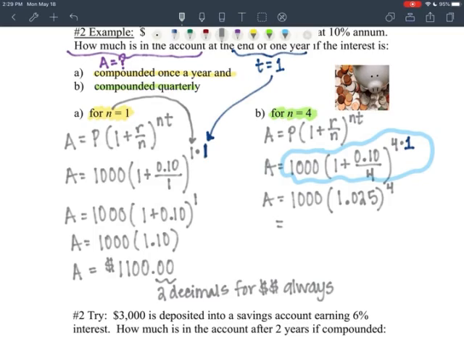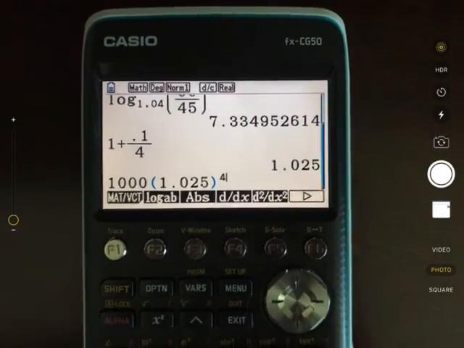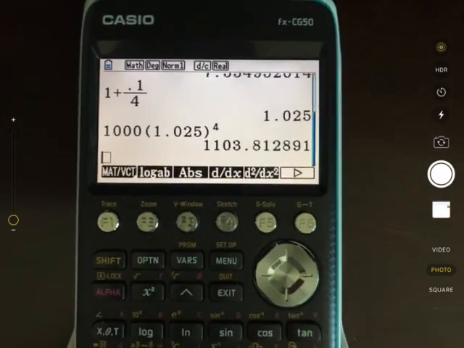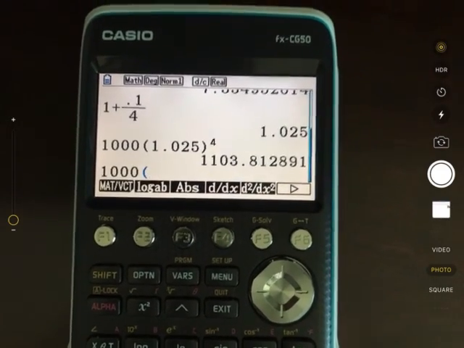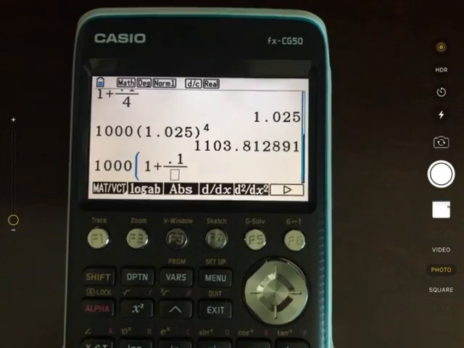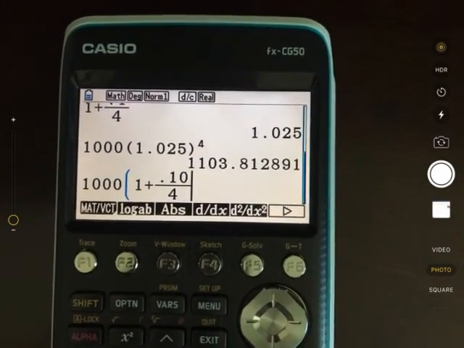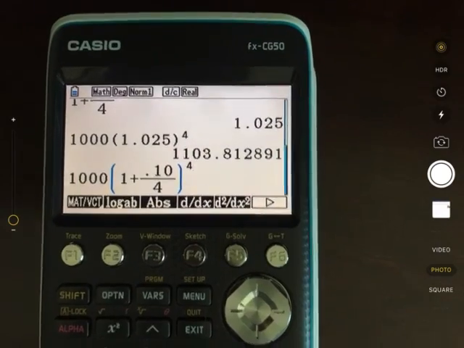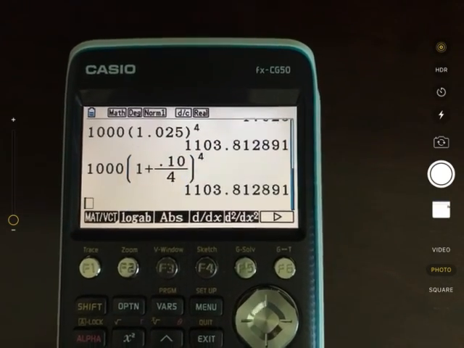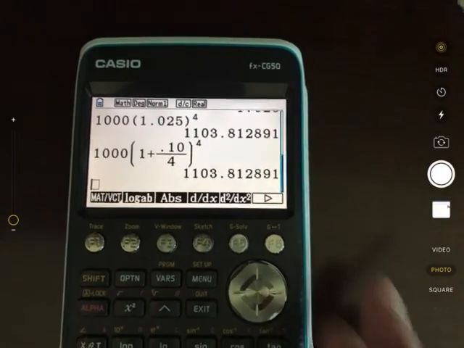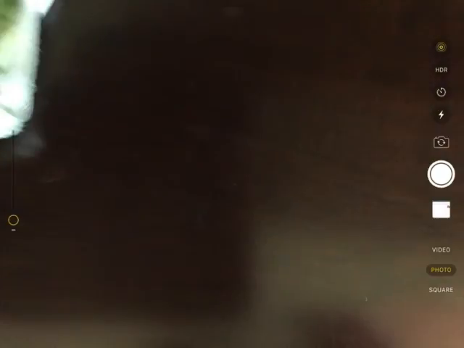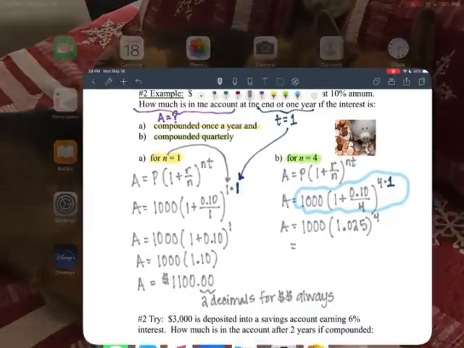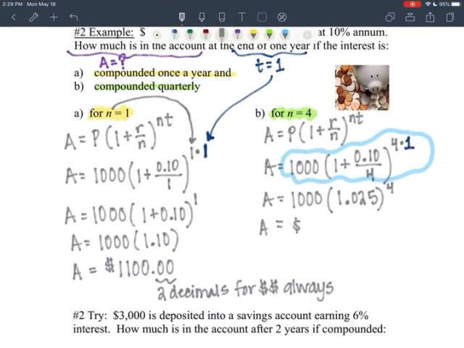I'll show you how I'm doing that using my calculator, because the calculator is kind of important here. I press enter. What I was talking about was entering 1,000, parentheses, 1 plus 0.10 over 4, all in at once, raised to the 4th power because 1 times 4 is 4. And I get $1,103.81. We're only going out 2 decimal places because we're talking about money.